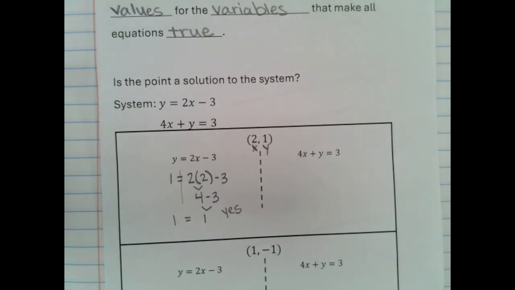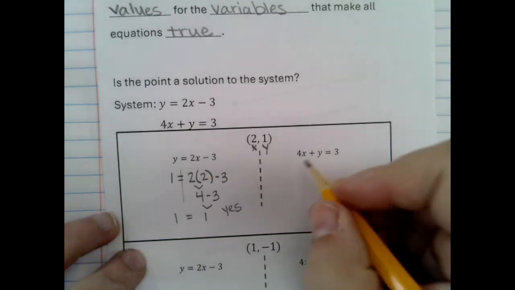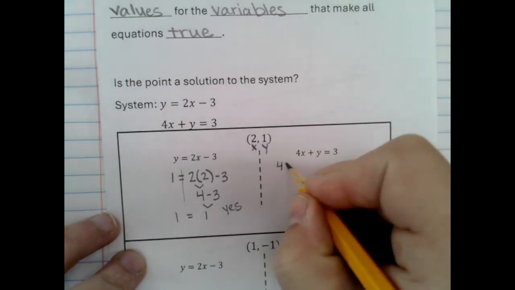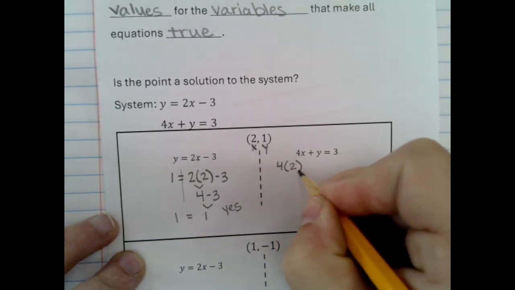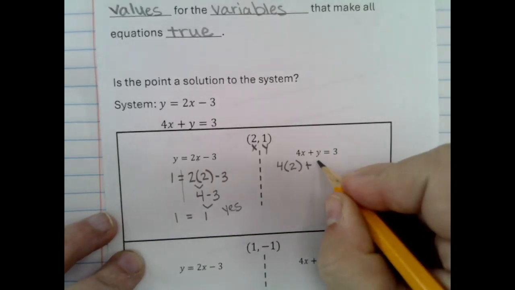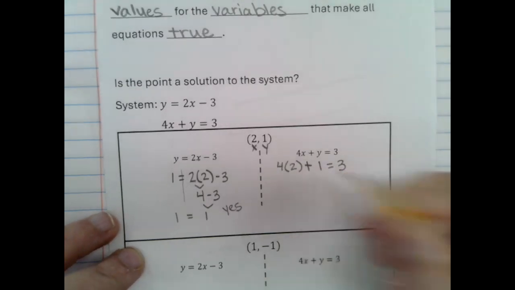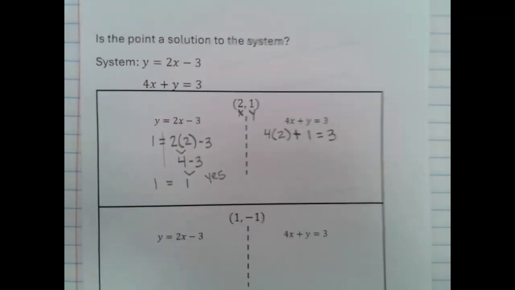So we have 4x plus y equals 3. So on this side, we're going to have 4x. So we're going to do 4 times, what's our x? 2. Plus, what's our y? 1. And we want to know, does that equal 3? And some of you can probably just look at it and know right away, but we're going to take our time and solve it.